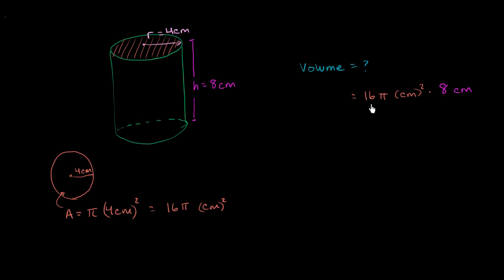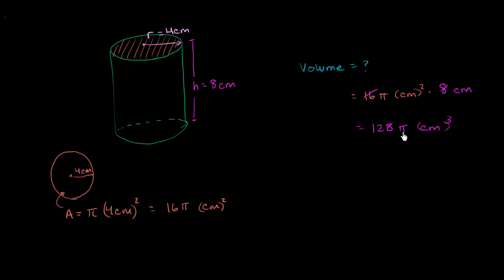So this is the same thing as 16 times 8. Let's see. 8 times 8 is 64. 16 times 8 is twice that. So it's going to be 128 pi. And you have centimeters squared times centimeters. So that gives us centimeters cubed, or 128 pi cubic centimeters.